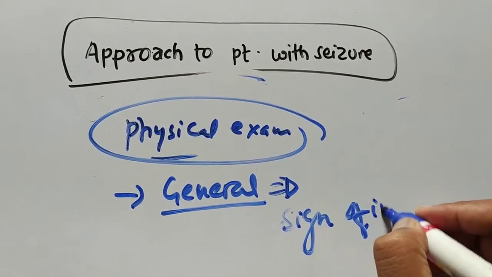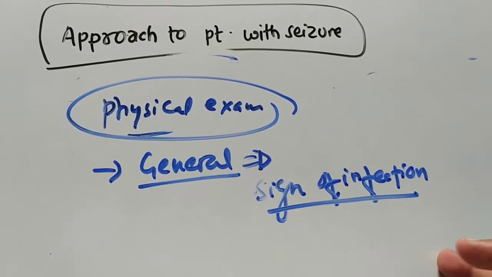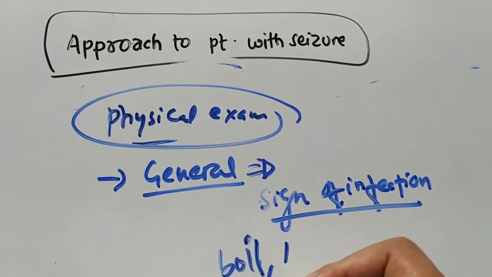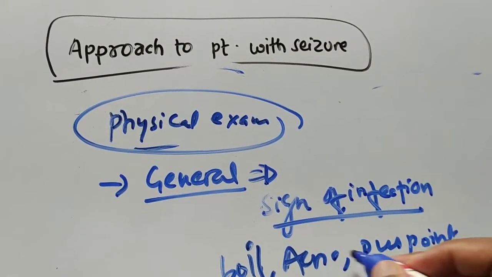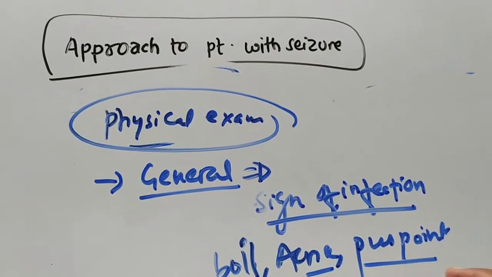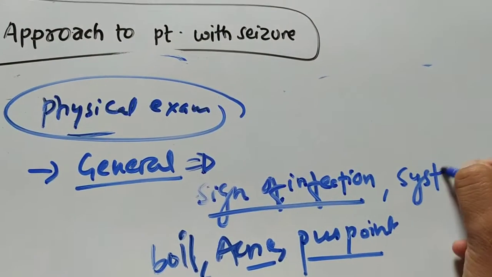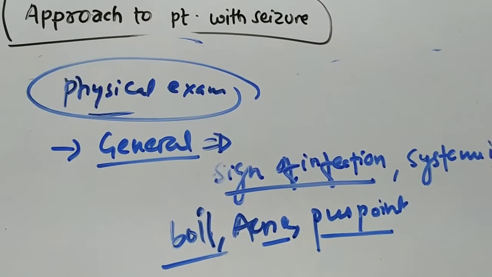So signs of infection, like if in any body part there is a boil, or acne on the face, or any pus point in the body. So these are basically the sources of infection. So see whether these are present or not. Also see if there is any systemic illness present or not. So you can look for signs and symptoms of systemic illness in the patient.